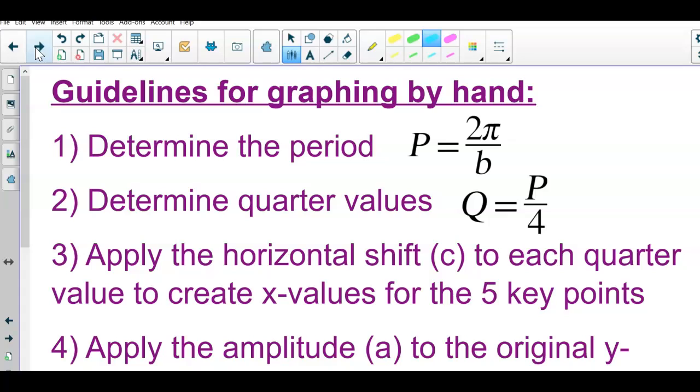So our guidelines basically have us determine the period first. We're going to take 2 pi and divide it by b. Then we're going to determine the quarter values. Take the period and divide it by 4. Next, we'll apply the horizontal shift to each quarter value to create the x values for the 5 key points. So basically, the quarter values and the c value will make up our 5 x values.